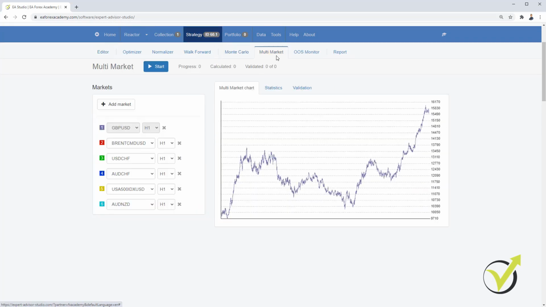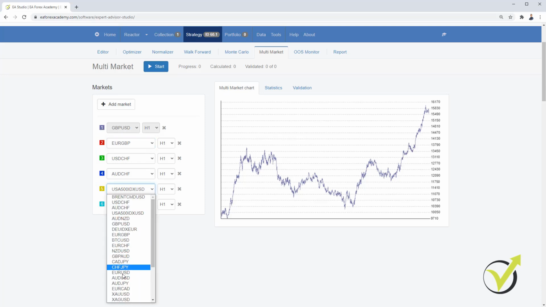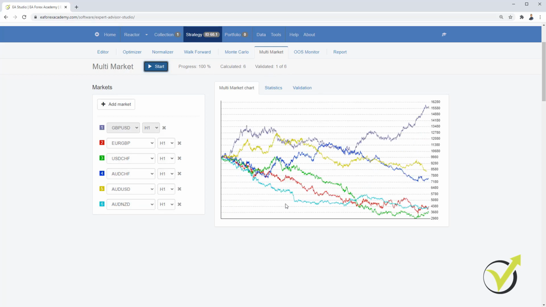I will go to multi-market and let's change the brand to euro pound, for example, and as well I will select Aussie. Okay, and then I have Aussie New Zealand. Doesn't really matter, I just want to have 4 pairs, and I will click on start and let's see how this strategy performs on the other 5 markets. Okay, 1 of 3, 1 of 4, and we are waiting for the last one, and here we go. All the others are losing.